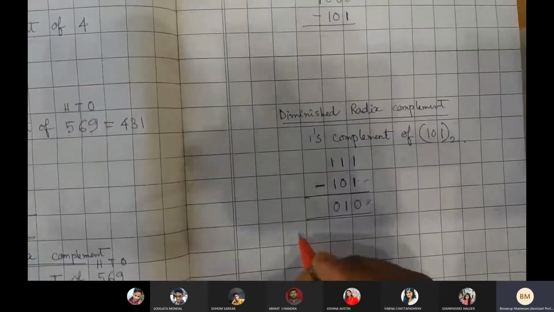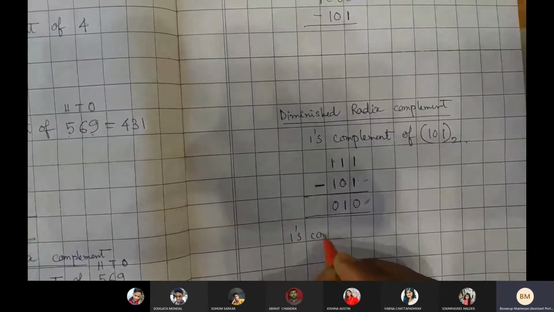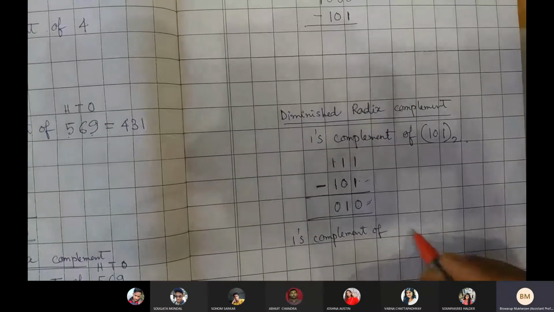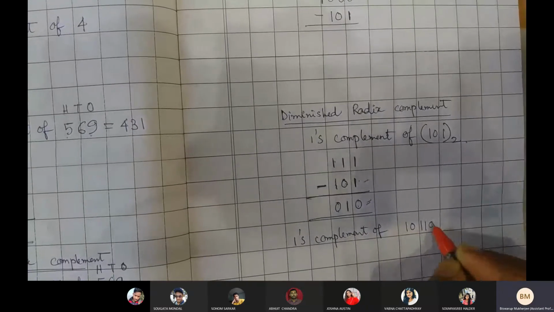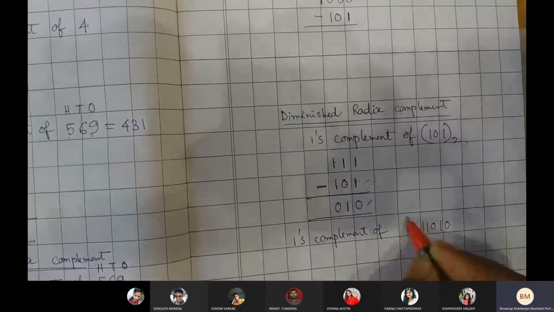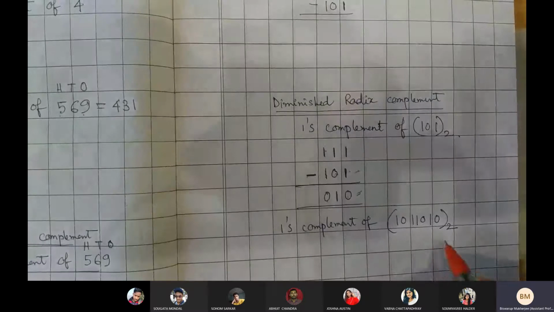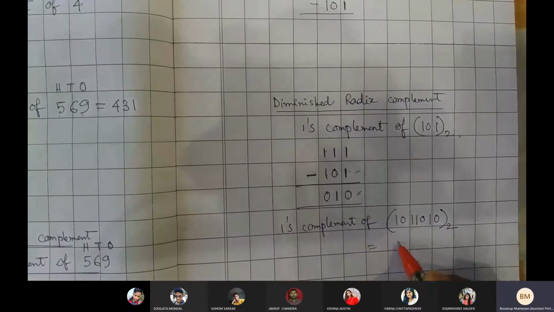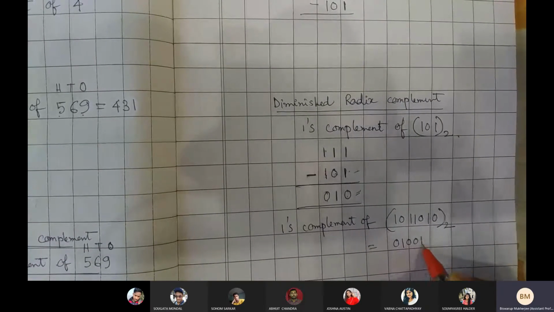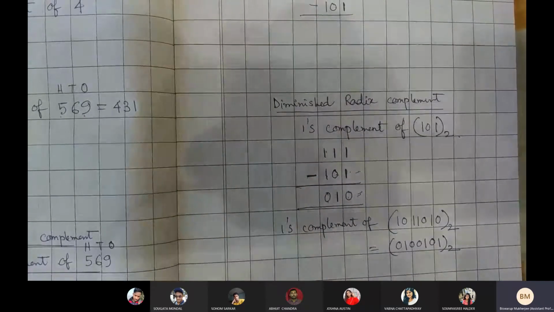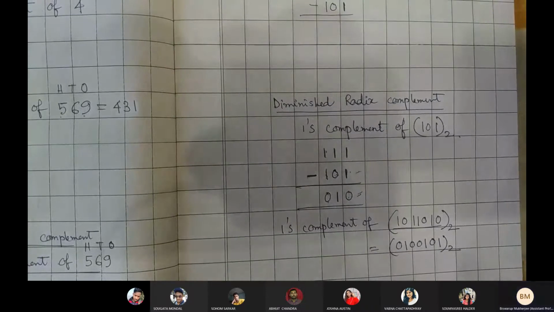So if we have the ones complement of, maybe I'm providing a number like this, 0 1 1, something like this. I need to find the ones complement of this. So what would that be? I can directly write down 1 0 0. So this is the ones complement of this number. As simple as that. And that can be easily found.